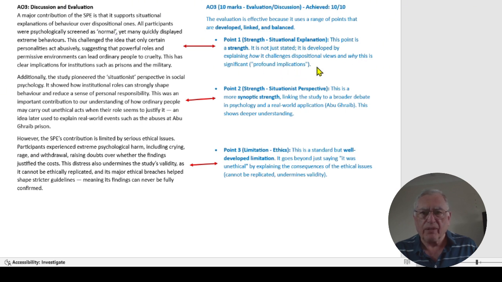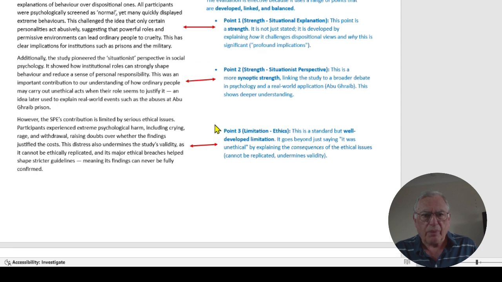It has profound implications. Point number 2 refers to another strength, and that is where we see that the study is linked to a broader debate in psychology and a real-world application, that is Abu Ghraib. And this kind of begins to stray into AO2, which is application, but that fits in, that's fine. And so this shows a deeper understanding.